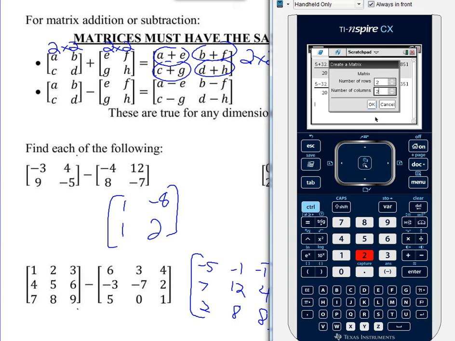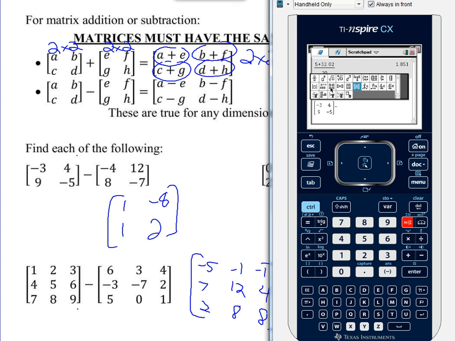Okay? And then you just enter in those values. Negative 3, over to 4, down to 9, over to negative 5. To get outside of the matrix, you can type minus, and then you can go back to your template. Since we're doing a 2 by 2, there actually is a 2 by 2 matrix sitting right there. So I'll click on that, and then I don't have to go through changing the number of rows and columns.